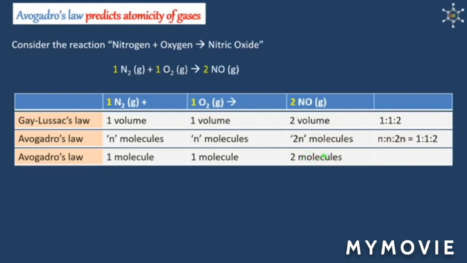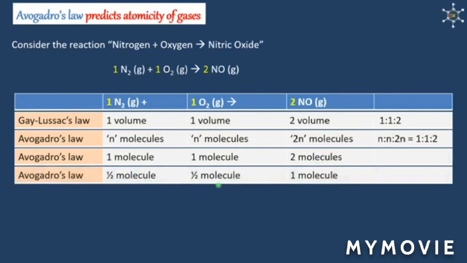Let us rewrite the reaction to get 1 molecule of nitric oxide. Now the reaction takes the form half a molecule of nitrogen reacting with half a molecule of oxygen giving 1 molecule of nitric oxide. We know that in 1 molecule of nitric oxide, we have 1 nitrogen atom and 1 oxygen atom. So, half a molecule of nitrogen must consist of 1 nitrogen atom, meaning 1 molecule of nitrogen must consist of 2 nitrogen atoms. In the same manner, half a molecule of oxygen must consist of 1 oxygen atom. So, 1 molecule of oxygen must consist of 2 oxygen atoms.